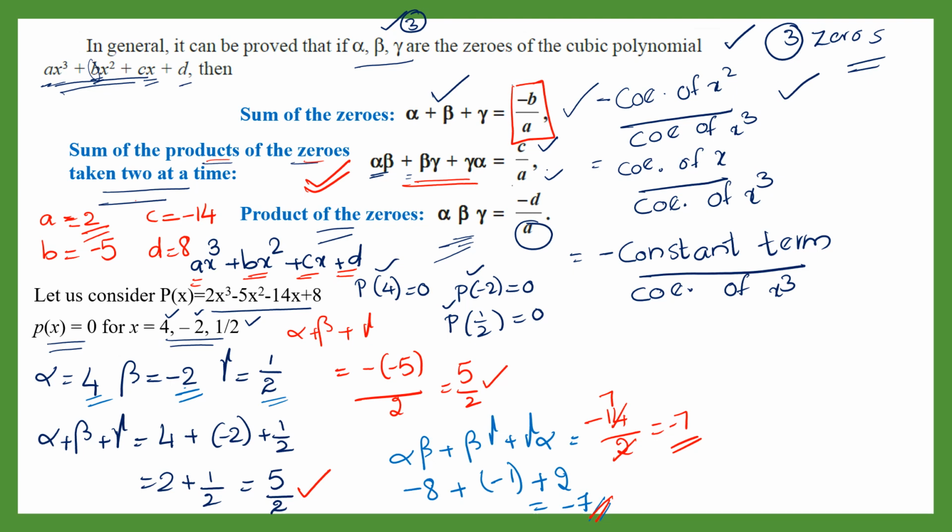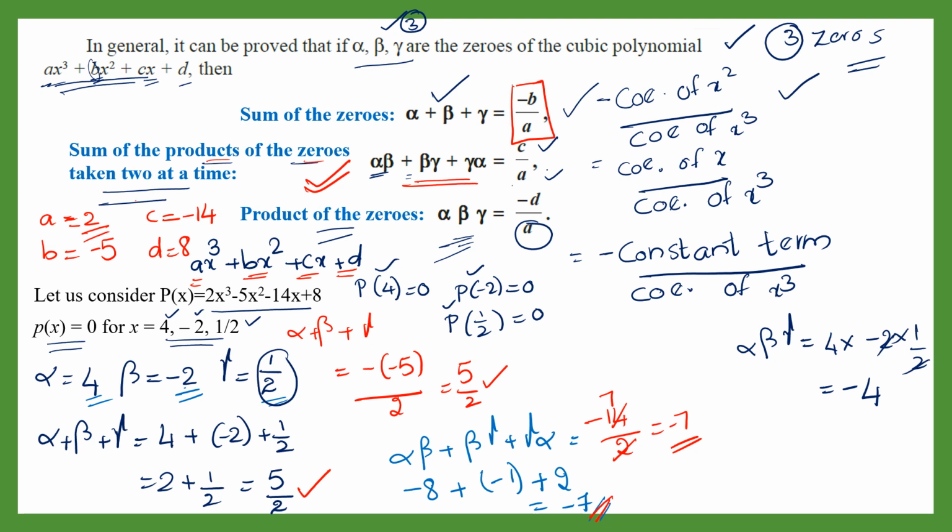Next, let's do the product of zeros. Alpha into beta into gamma. Okay. So alpha is 4, 4 into minus 2, into gamma is what? 1 by 2. 2 and 2 get cancelled. 4 into minus 1 is minus 4.